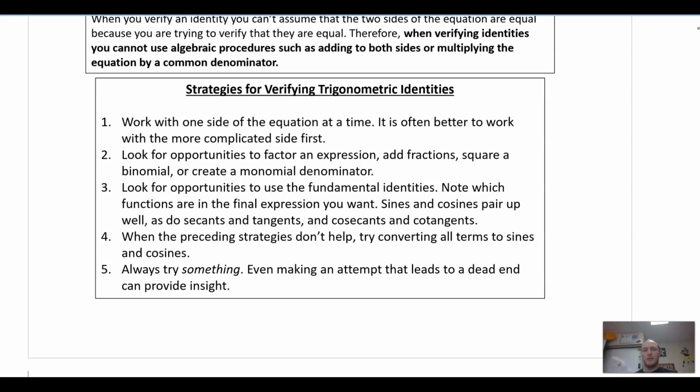Step three, look for opportunities to use the fundamental identities. Note which functions are in the final expression you want. Sines and cosines pair up, as do secants and tangents, and cotangents and cosecants. So again, if you've been working with those flashcards, that really helps. Step four, when the preceding strategies don't help, try converting all items to sine and cosine. And that's, I would say, the most effective method.